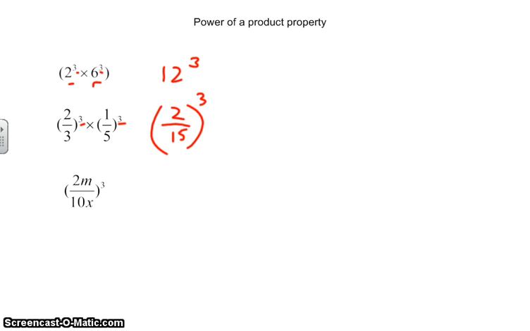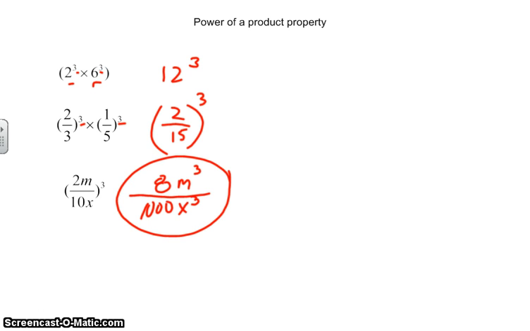And last one, same thing, the 2m over 10x. I'm going to cube everything. So 2 cubed is 8. m cubed all over 10 cubed is 1,000. x cubed. And I would be done.